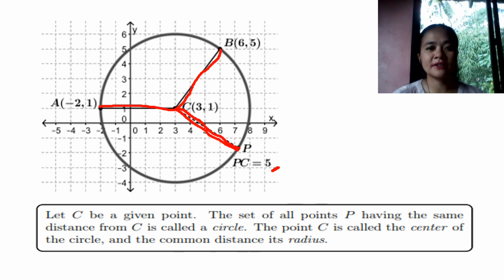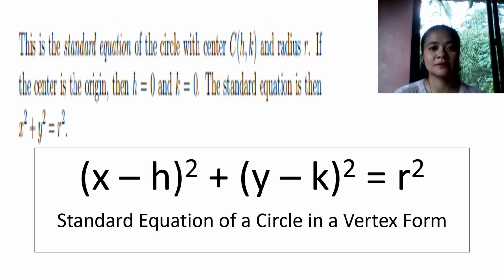For the ordered pairs, the center is (3, 1), and the points on the circle are at a distance of 5 units. For point B, we have (6, 5), and for point A, we have (-2, 1). This is the standard equation of a circle with center C(h, k) and radius represented as r.